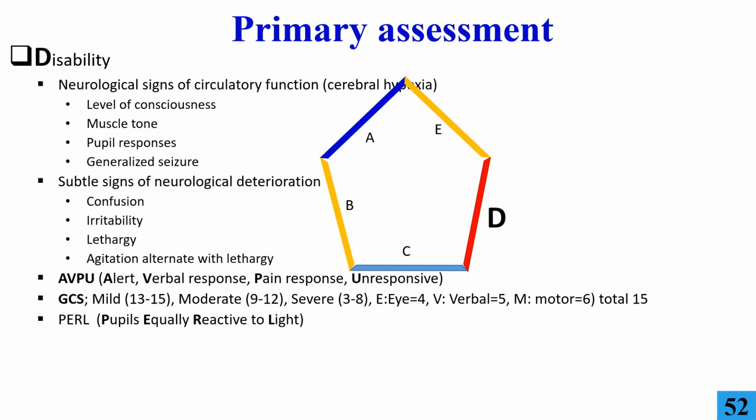And also we have an abbreviation called PERL. PERL stands for pupils equally reactive to light. So when you say PERL, that means we know that the pupils are equally reactive to light. When we say AVPU, then we know that the person is alert, the person has a verbal response, the person is responding to pain, or he's unresponsive. So remember that you say he's alert, he has verbal response and he responds to pain, or he is unresponsive. Or use the formal Glasgow Coma Scale and remember the PERL.